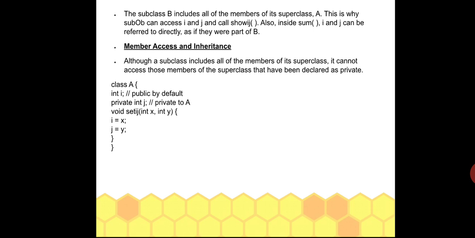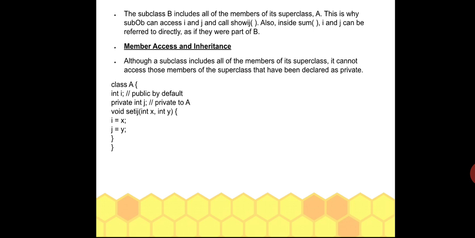Now, member access and inheritance. Here accessibility also plays a major role, that is private, public and protected, followed by the default access specifier also. You should be very clear with the access specifiers, otherwise it will be very difficult for you to understand the concept of inheritance as well.